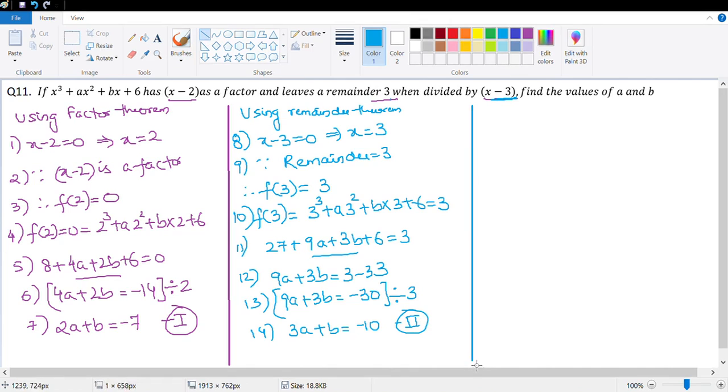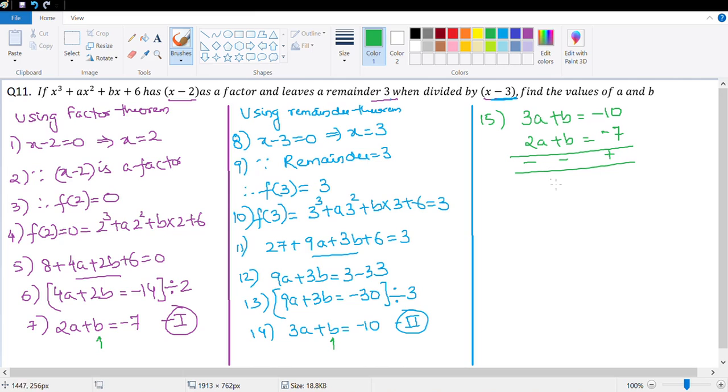So we have 2 equations. Now we'll have to solve them simultaneously. I notice that the coefficient of b in both the cases is equal, so let me go ahead and subtract them. This is 3a plus b is equal to negative 10, and this is 2a plus b is equal to negative 7. Let's subtract, the sign changes. So this becomes 3a minus 2a, that's a, negative b gets cancelled, negative 10 plus 7, that's negative 3. Therefore a is equal to negative 3.